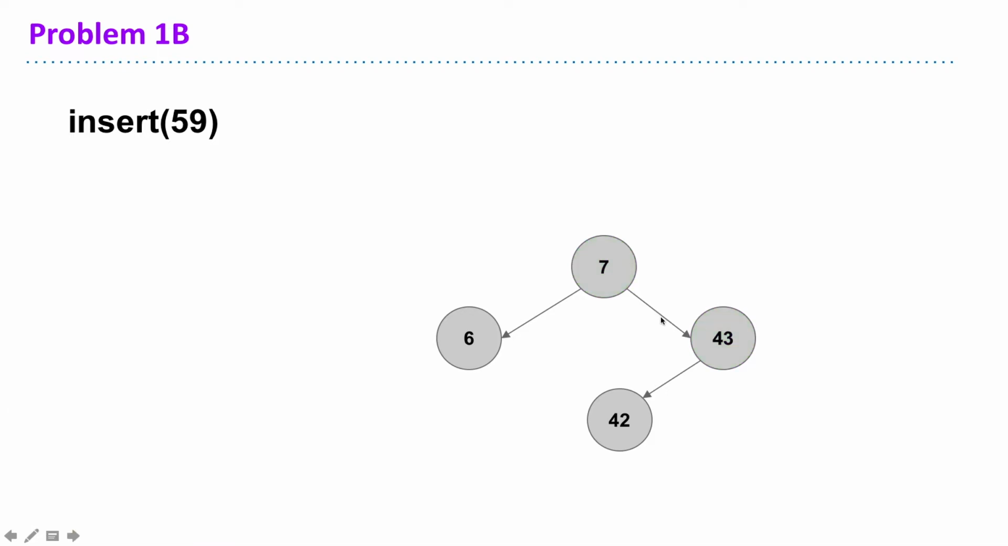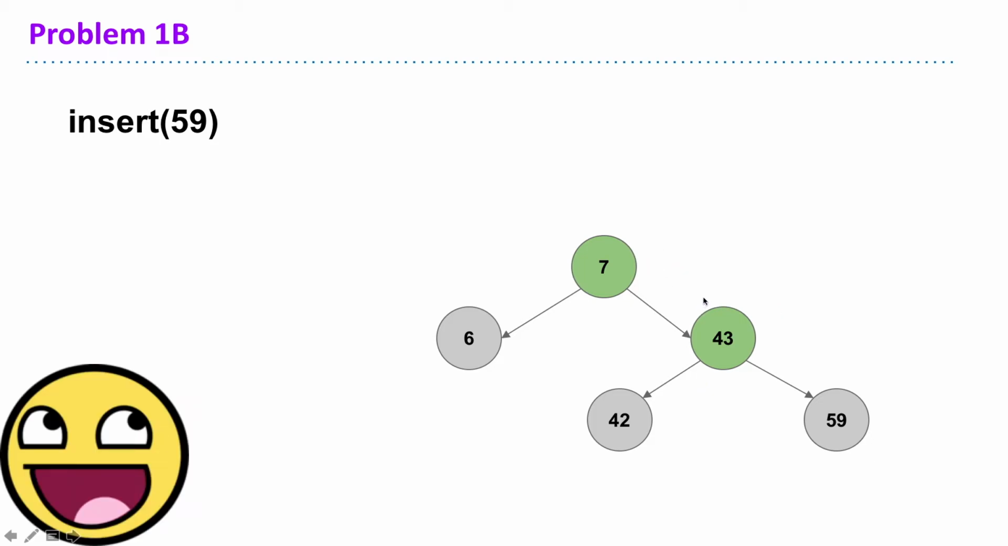Okay, so the next thing that we'll insert is 59. 59 is going to be inserted to the right of 43. And now we'll calculate the subtree heights. So 59 is 0, 0. 43 is going to be 1, 1. And then 7 is going to be 1, 2. So these are all okay because they're never off by more than 1, which means that we're done.